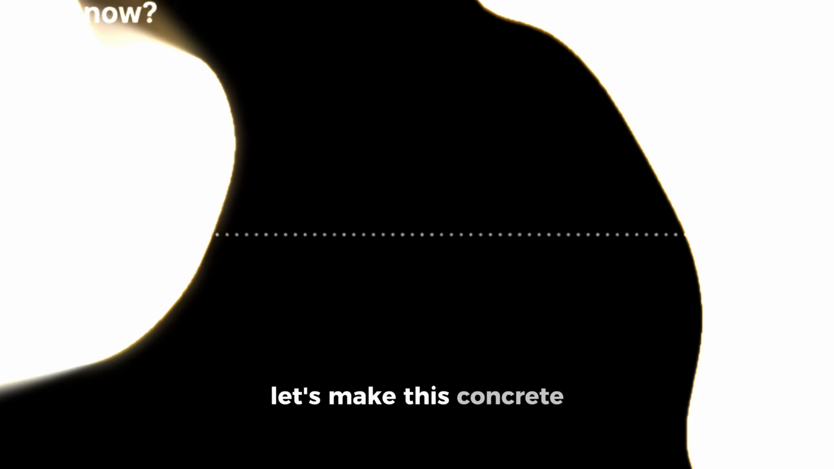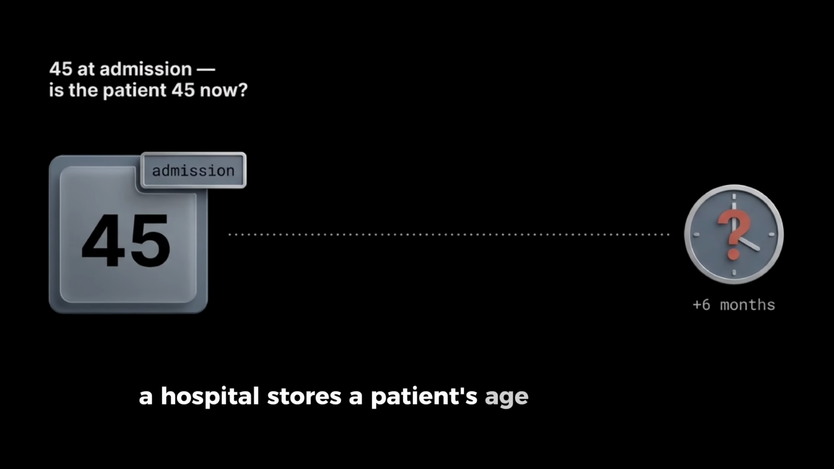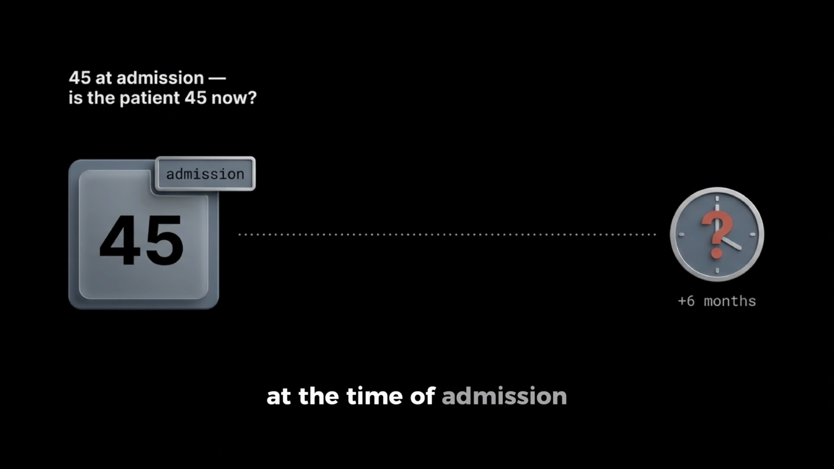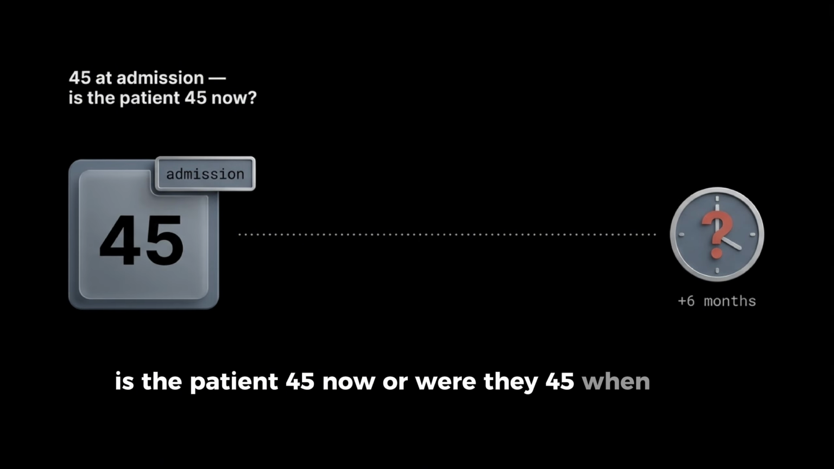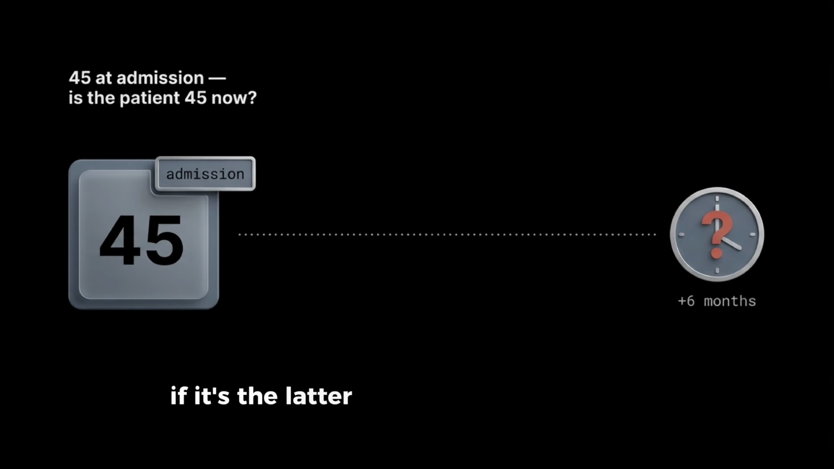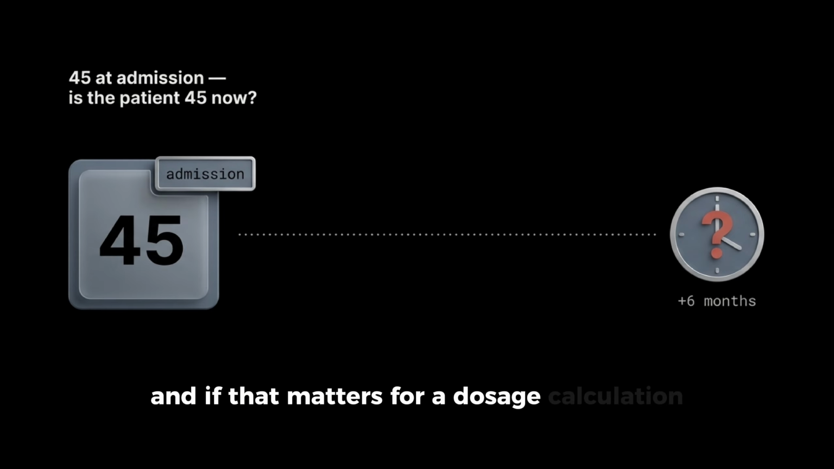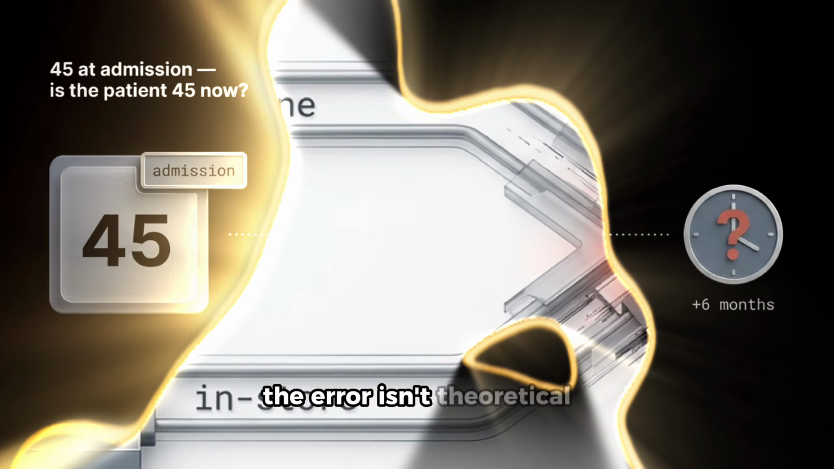Let's make this concrete. A hospital stores a patient's age as an integer at the time of admission. 6 months later, a doctor pulls that record and sees 45. Is the patient 45 now? Or were they 45 when they arrived? If it's the latter, the patient is actually 46. And if that matters for a dosage calculation, the error isn't theoretical.